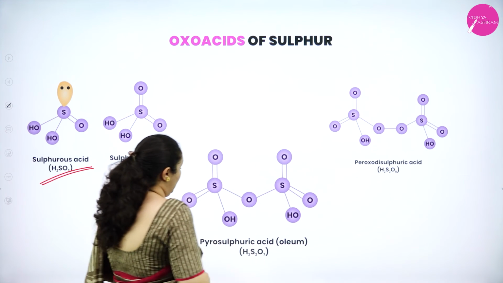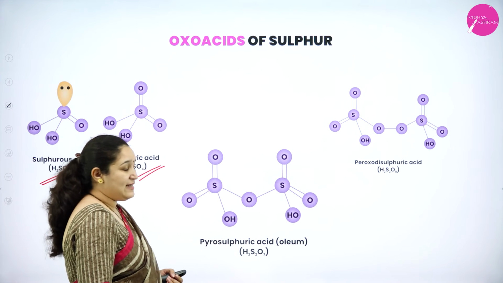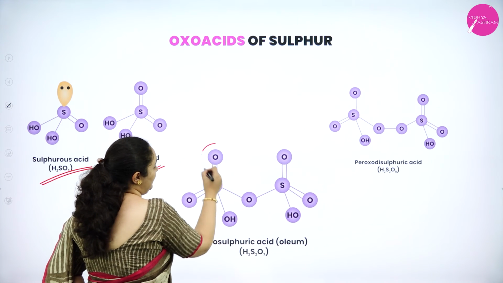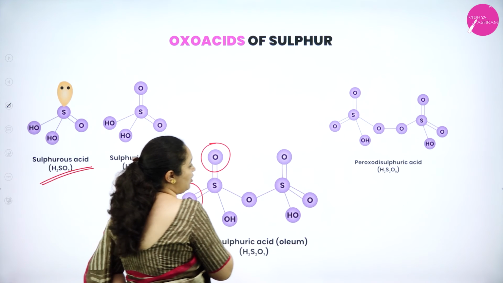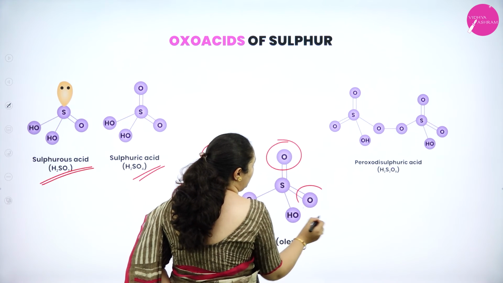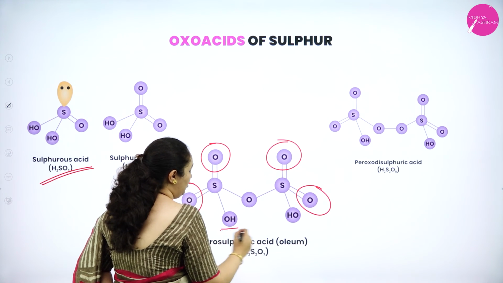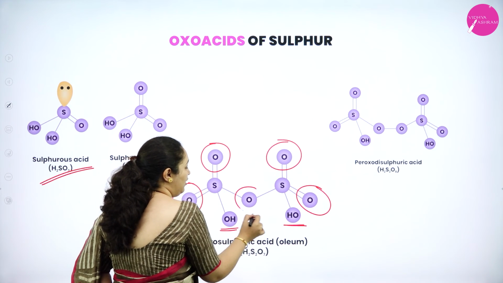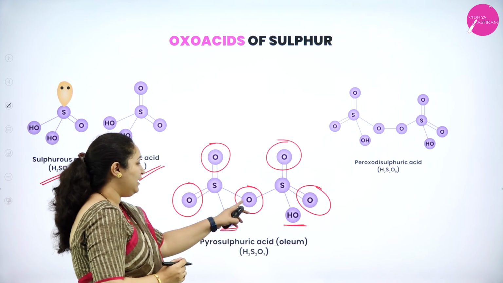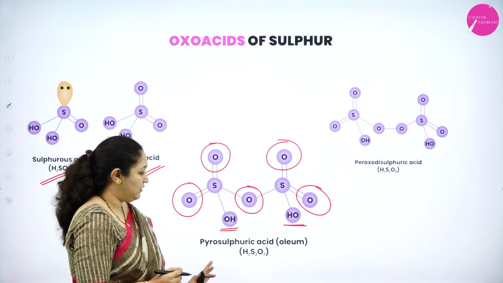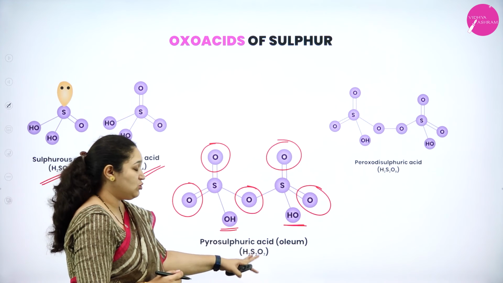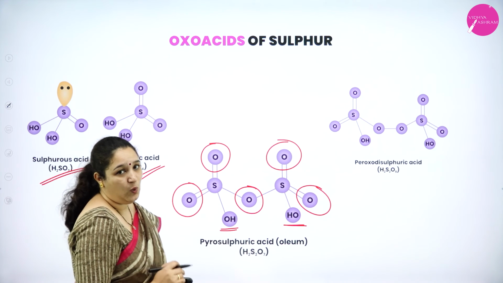Whereas in pyrosulfuric acid, you have sulfur with 2 oxygen double bonds, and one more sulfur with 2 oxygen double bonds. You have one OH group on each, and between them you have an oxygen which is the link between the 2 sulfur atoms. That's why it is pyrosulfuric acid, that is H2S2O7, which is nothing but oleum.